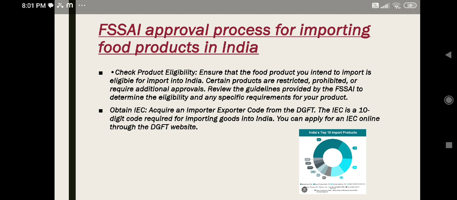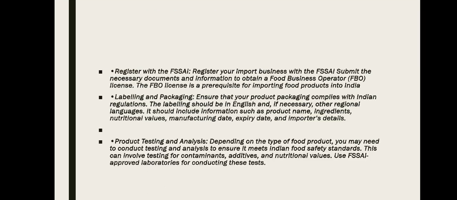Obtain IEC. Acquire an Importer-Exporter Code from the DGFT. The IEC is a 10-digit code required for importing goods to India. You can apply for IEC online through the DGFT website. Register with the FSSAI. Register your import business with the FSSAI. Submit the necessary documents and information to obtain a food business operator license.